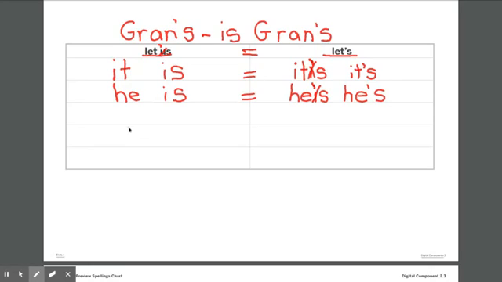Perfect. I want you to try the next one on your own. She is. She is my friend. She is really nice. She is a super good cook. And I want you to make the contraction in the two parts, just like we did up here. I'm going to give you a second to do that. Okay, hopefully step one, you wrote the two words together with no spaces. It's going to look really funny. Looks like a whole new word.